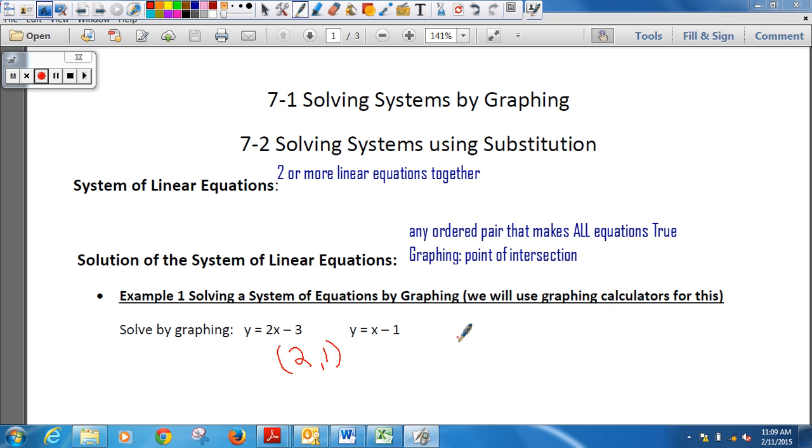The good thing about this chapter is we can check all of our answers to see if we are correct. So if I check it in this first one, we know y is 1 and we know x is 2. 2 times 2 is 4. 4 minus 3 is 1. So it works in the first one. On the second one, if I plug in 2 for x and 1 for y, 2 minus 1 is 1. So it also checks out in that. So since it checks out in both equations, that means we do have the correct solution of the ordered pair 2, 1.